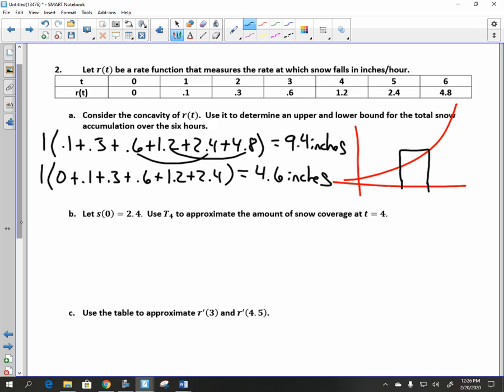It says let S sub 0 be 2.4. What the heck does that mean? Exactly. S is our position. This is our rate, okay? This is our position. That's our rate. This says that there are currently 2.4 inches of snow on the ground. So it says use T sub 4. What does that mean?